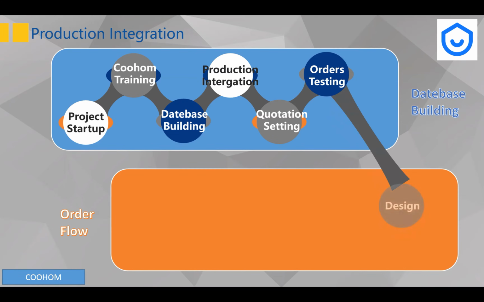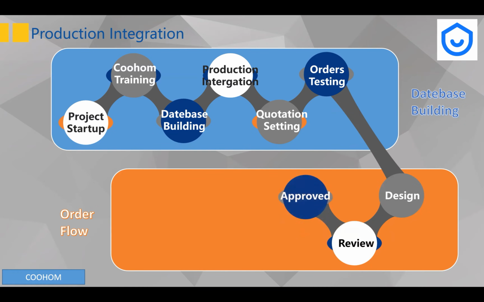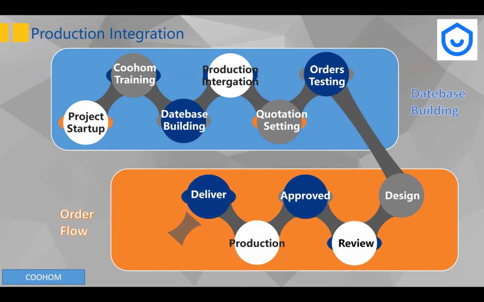And after review and the order is approved, the order will go to the production. Then when the production is finished, the cabinet will be transported to the customer, and it will be installed by the workers. This is just a process of a certain customer. The actual situation for different customers might be different.